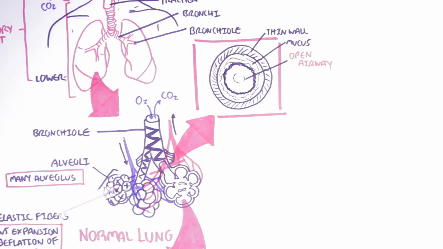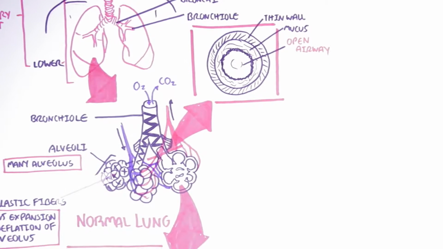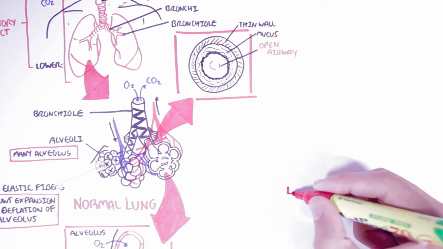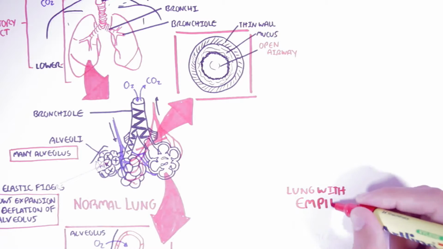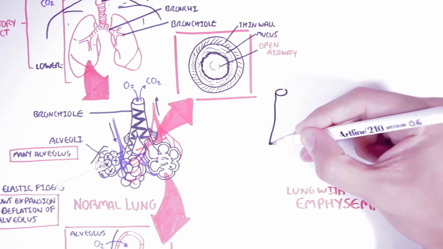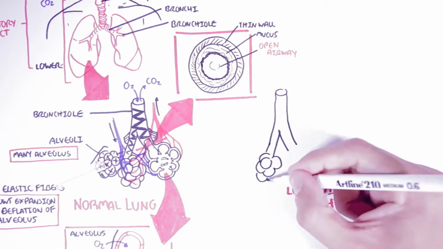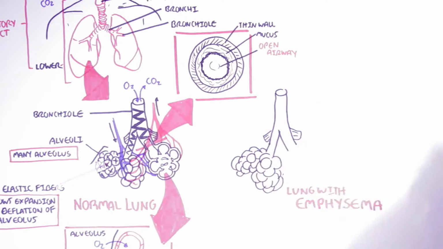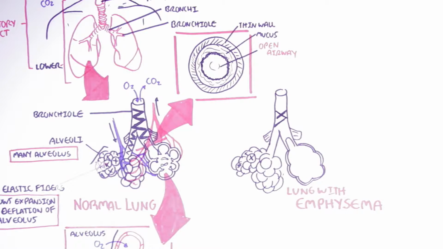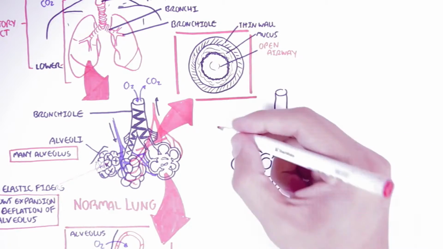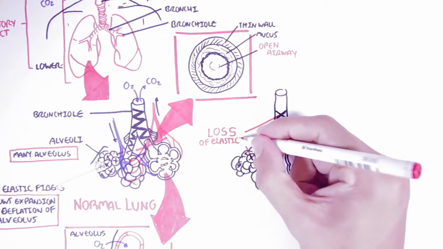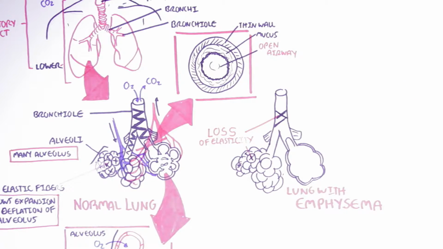Okay, so now that we know a bit about the structure and function of the normal lungs, let's look at a lung with emphysema. So I'm going to draw the exact same diagram except of an alveoli and the terminal bronchiole, except from a patient with emphysema, for example. So one of the notable key characteristics of emphysema is the loss of elasticity, both in the terminal bronchiole and notably on the alveoli.